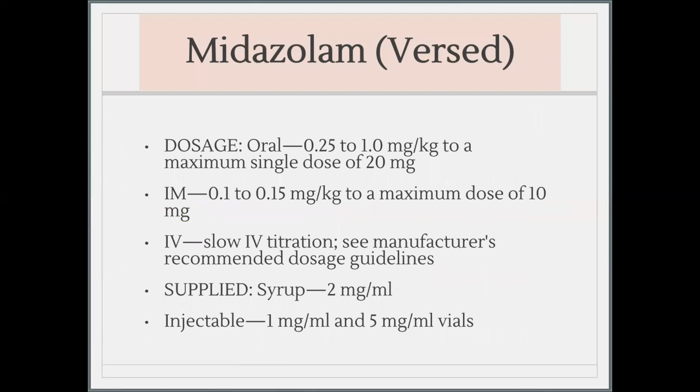The doses for Versed: the oral dose is 0.25 to 1 milligram per kilo to a maximum dose of 20 milligrams. IM injection is 0.1 to 0.15 milligrams per kilo to a maximum dose of 10 milligrams. The IV way is slow titration. You must see the manufacturer's recommended dosage.